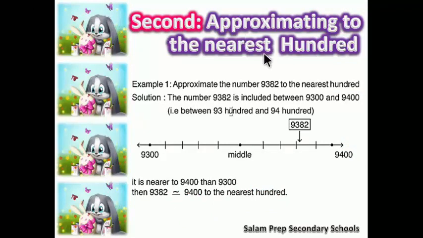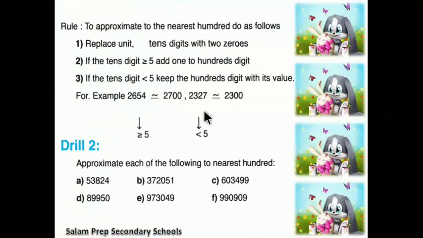Second, approximate to the nearest 100. To learn how to approximate to the nearest 100, please look at these examples. The first one, 2,654 is approximated to the nearest 100. Nearest 100 means please go to hundreds. We will focus on hundreds, okay?